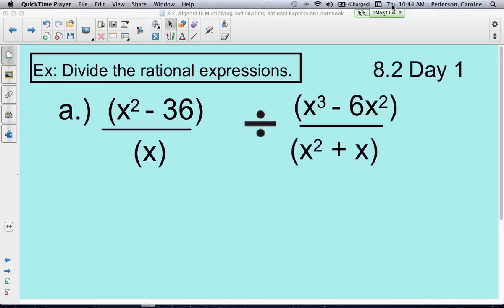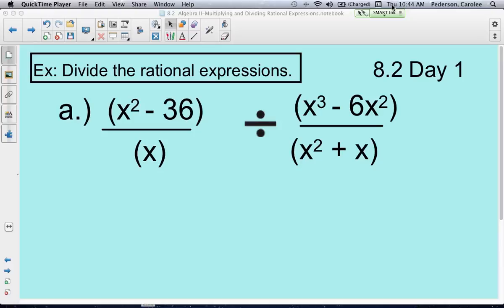This is 8.2, day 1, part 3. We just have a couple problems left where we want to divide this rational expression. So we have x squared minus 36 over x, and then we're dividing it by x cubed minus 6x squared over x squared plus 6.